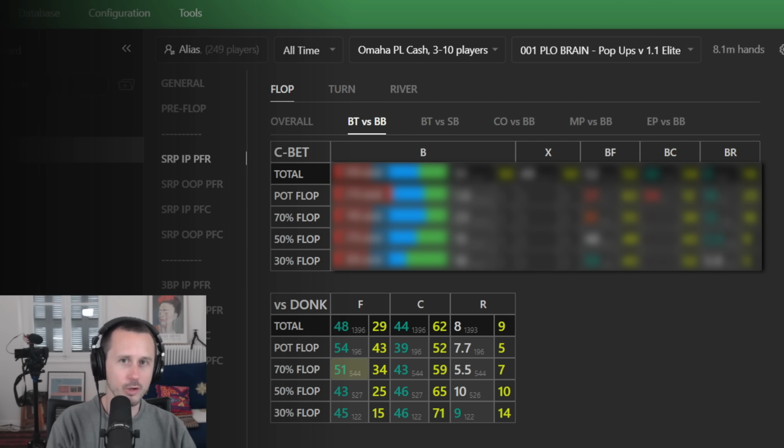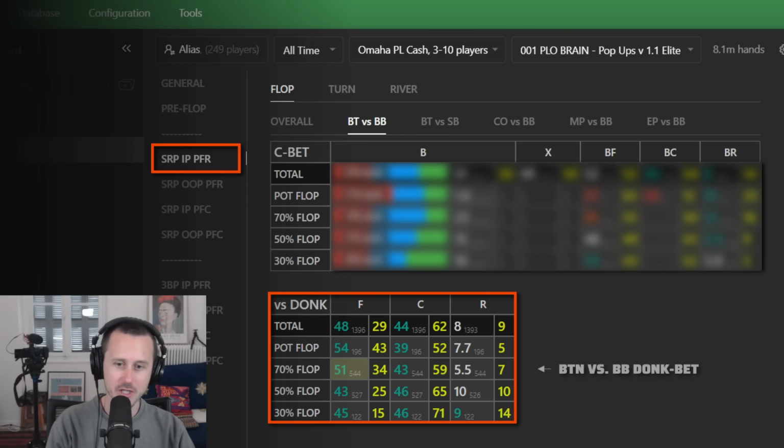Now let's dive a little bit deeper into the analysis. I used Hand2Note to analyze this player pool. And here we're looking at a single raised pot in position scenario where we are the pre-flop raiser, so for example, button against big blind. Now I want you to pay attention to the box at the bottom, which is how the button is responding against the lead out from the big blind. Now what we see here is the response by the in-position player against the donk bet. We see the folding column, the calling column, and the raising column, and the frequencies attached to it.